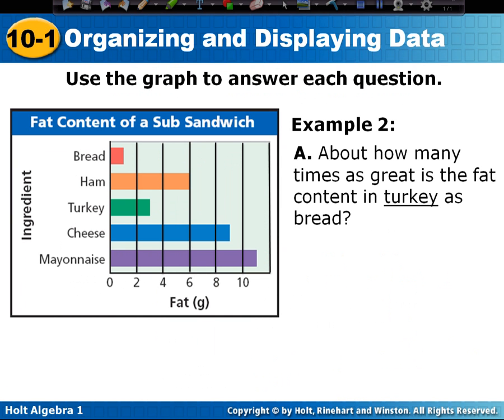All right, example number 2, part A says about how many times as great is the fat content in turkey as bread. In your blank there, you're going to write the word turkey. We're going to look over here at our graph, which is measuring the fat content of a sub sandwich. The bread is right halfway in between the 0 and the 2, so we're going to estimate the bread is about 1. The turkey falls right halfway in between the 2 and the 4, so we're going to estimate that as 3. So write that on the first line underneath the question: bread 1, turkey 3.